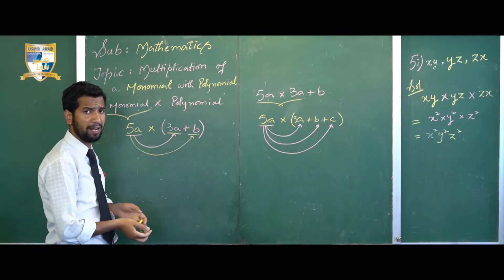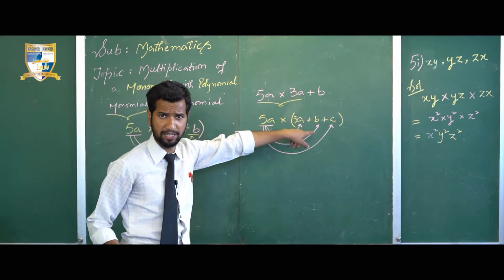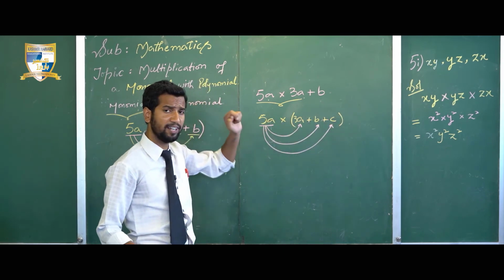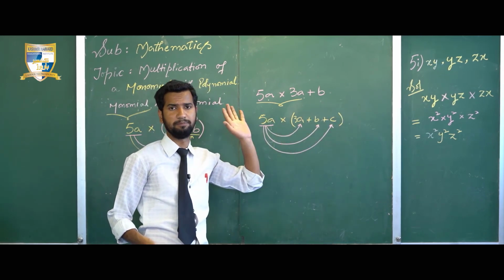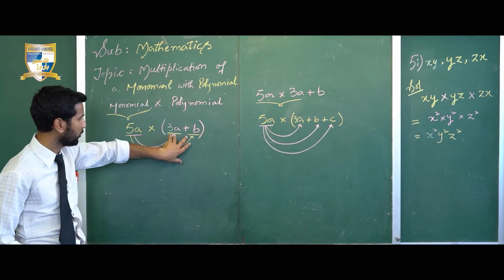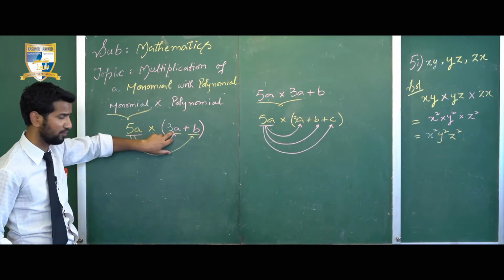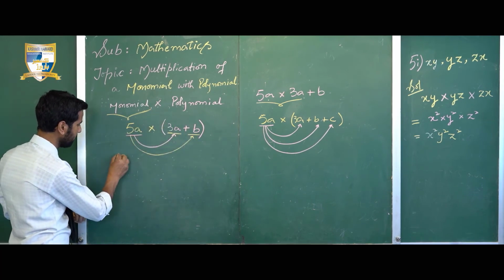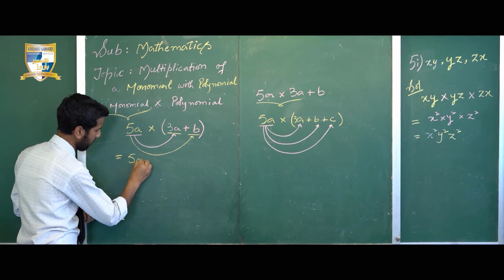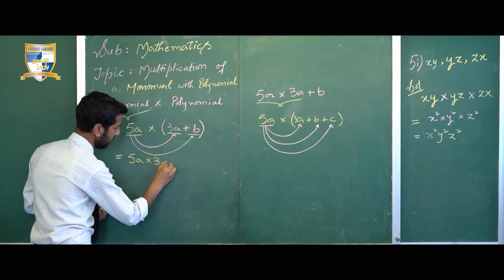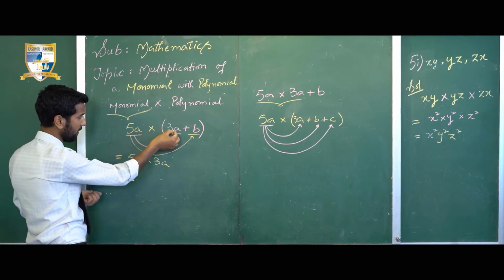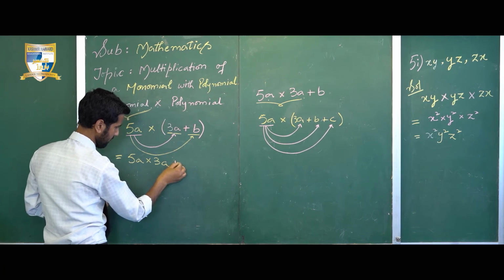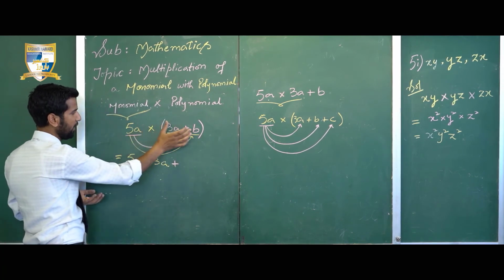Means this 5a will get multiplied with 3a, with b and c. And if there are 4 terms, 5 terms, 10 terms, 100 terms, this 5a will get multiplied with each and every term. So here we have only 2 terms, so we are multiplying this monomial first with 3a and then this 5a with b. So now it will be 5a multiplied with 3a. So we are multiplying this 5a with 3a here, and then we have plus 5a into b.